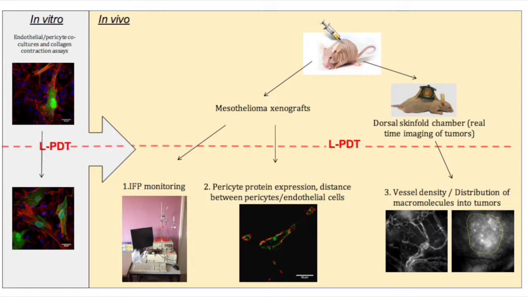We then validated our findings in two xenograft models in mice, where the different molecular pathways observed in vitro were validated in vivo. Also, the spatial relationship between pericyte and endothelial cells was assessed, as well as its impact on tumor interstitial fluid pressure and subsequent drug distribution.